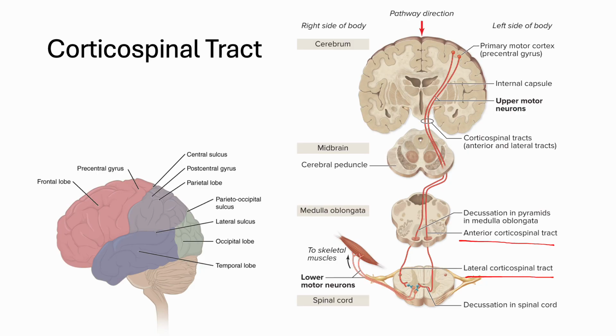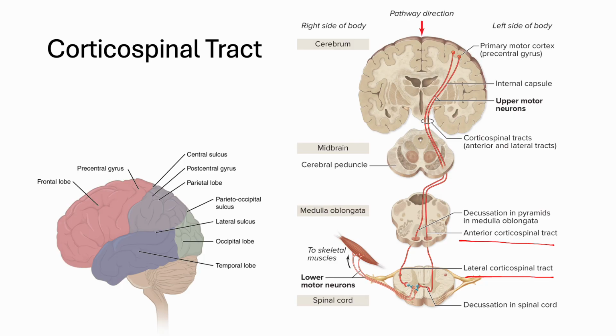Just an FYI, though, the lateral corticospinal tract is the one that's responsible for skilled types of muscle movement. So if you are an athlete and you dribble a basketball and shoot the basketball, things like that, that's the lateral corticospinal. Or if you play the guitar or a musical instrument. The anterior corticospinal tract is more responsible for your axial skeletal muscles, so around the axis of your body, not necessarily your limbs. But again, I'm not asking you to remember that.